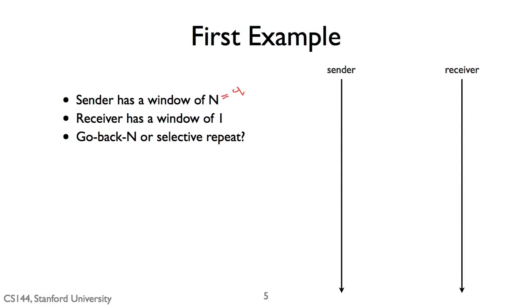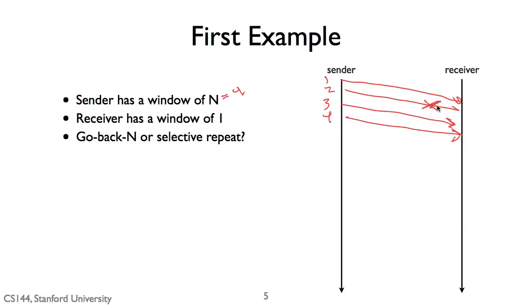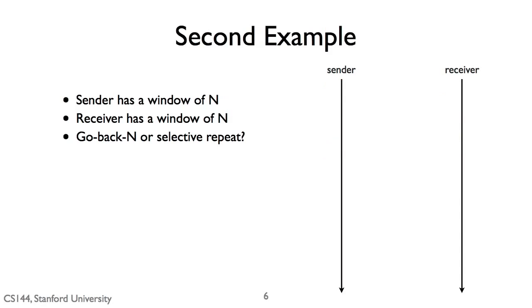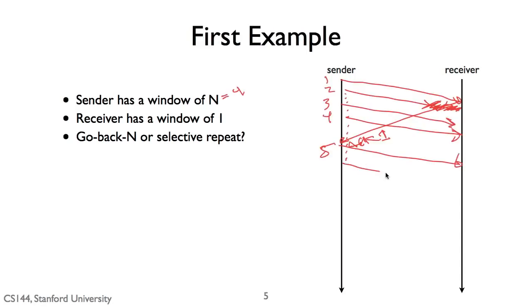Well, so let's walk through what happens. So the sender, let's say, is going to send 1, 2, 3, 4. And let's say that packet 2 is lost, so it doesn't arrive. Well, the receiver is going to acknowledge 1, which will allow the sender to send 5. But the receiver is not going to acknowledge 2. Now, at some point, 2's retransmission timer is going to fire, and it'll retransmit 2.